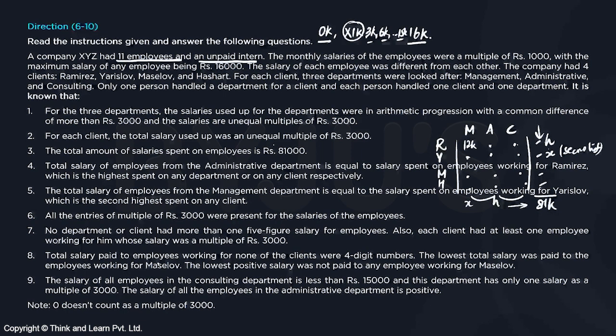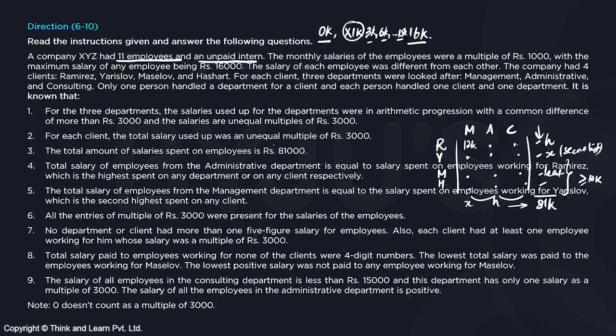The 8th point is that the total salary paid to the employees working for none of the clients was a 4-digit number. So they all were more than 10,000, more than 9,000. So it's 10,000 minimum. Each is going to be greater than or equal to 10,000. The lowest total salary was paid to the employees working for Maslow. So this is the least. The lowest positive salary was not paid to an employee working for Maslow. So the lowest positive salary is maybe 1,000, 2,000 or something. That did not go to M.